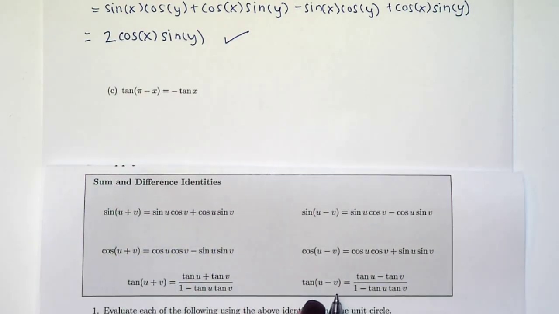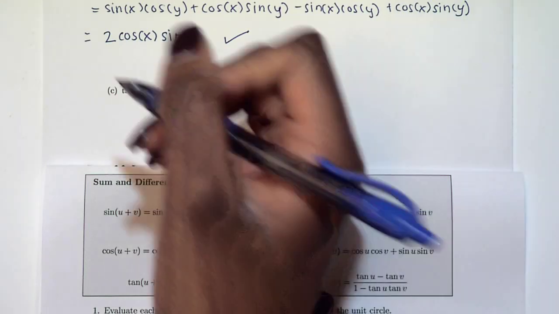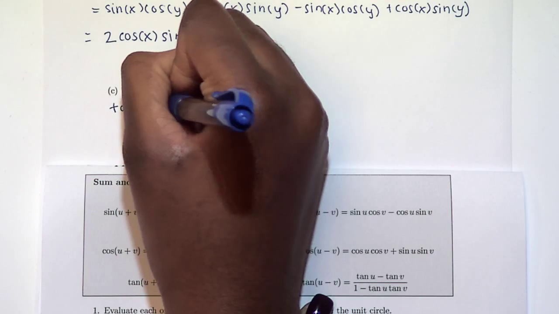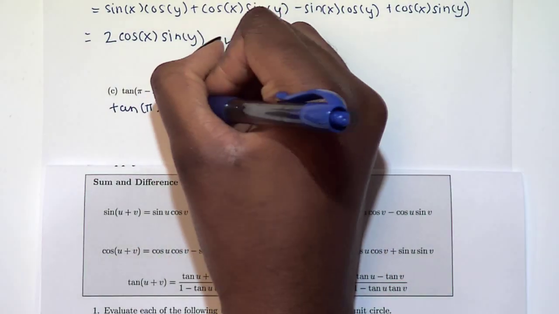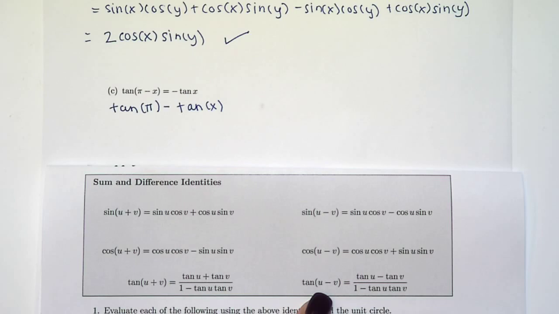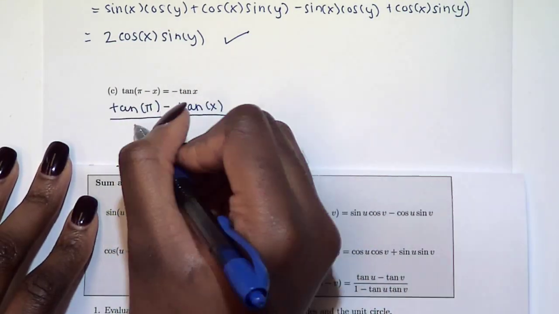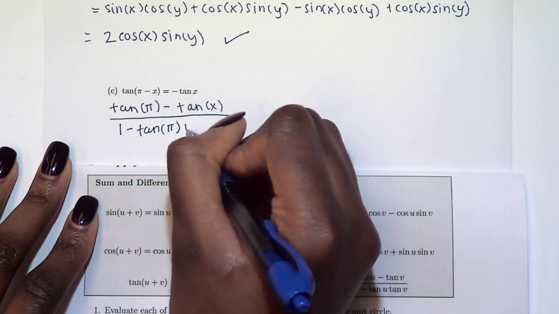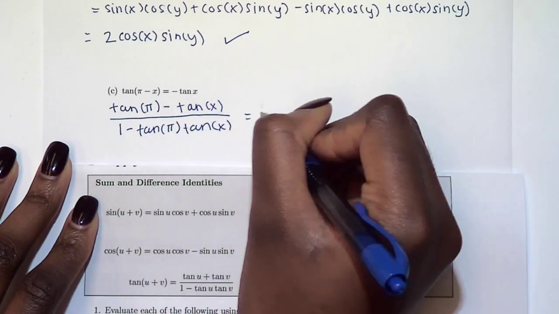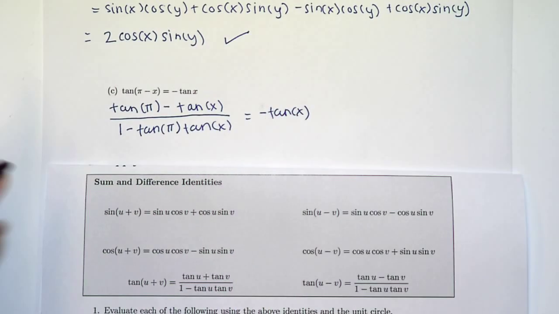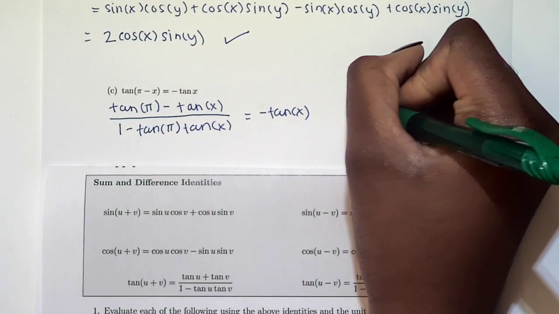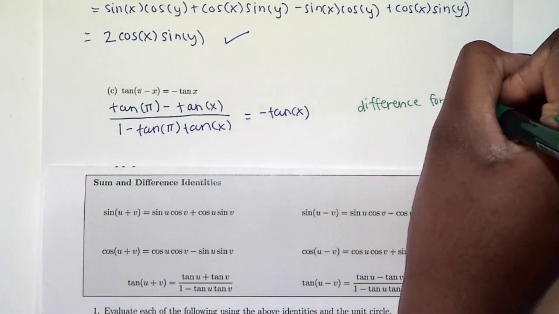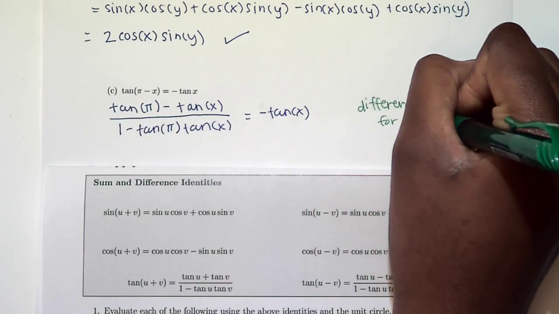We want to use subtraction for tangent, so that means we need tangent of the first one minus tangent of the second one, divided by 1 minus tangent of the first times tangent of the second, and that should equal negative tangent x. This is the difference formula for tangent.